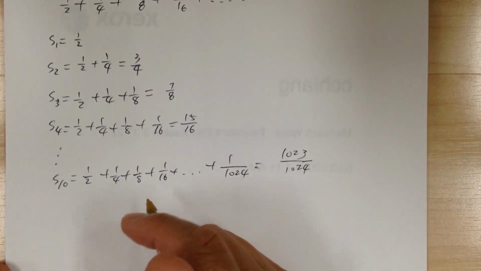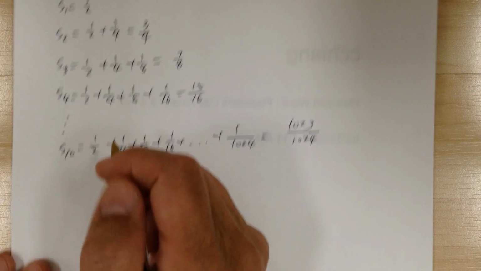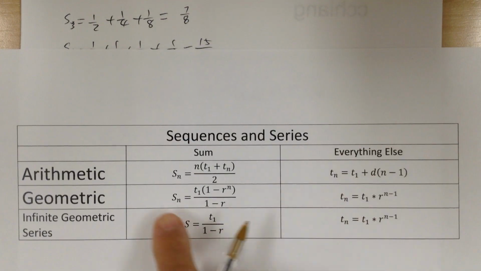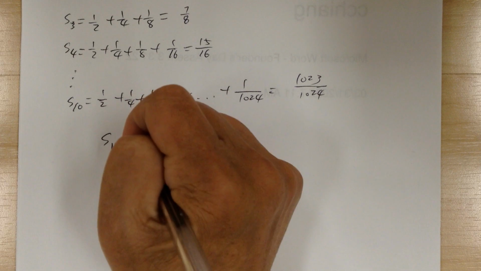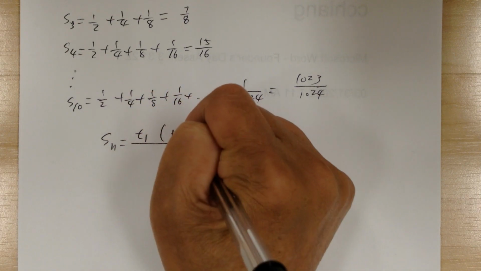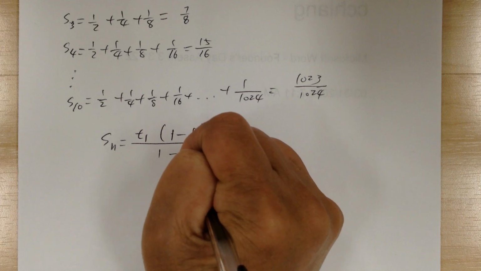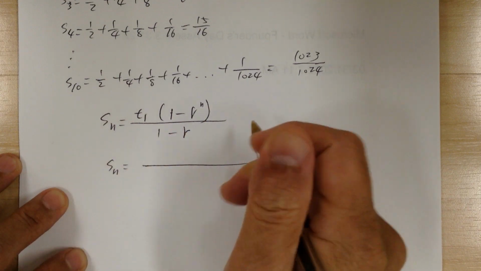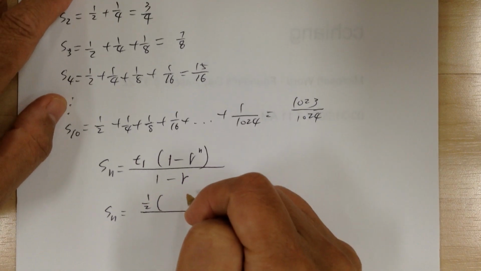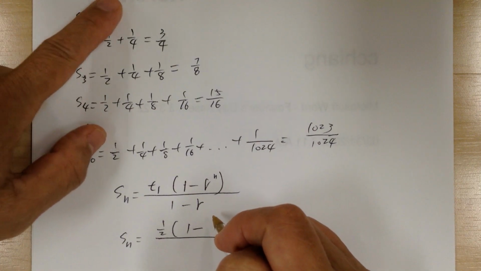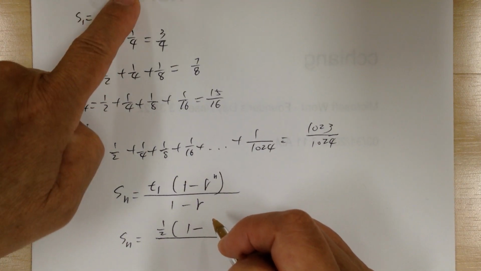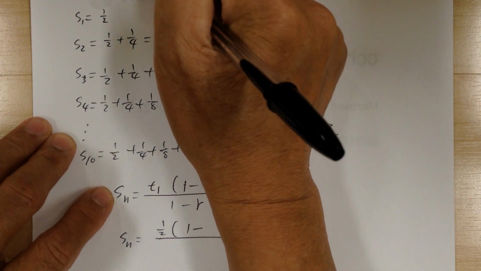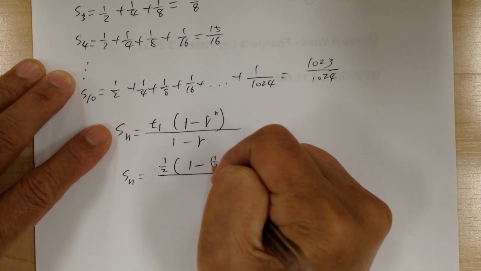If you start with the geometric sum formula, S of n equals T1 times 1 minus r to the n, over 1 minus r, let's substitute whatever we know. For this particular case, T1 is 1/2, and r is 1/2, because you multiply by 1/2 to get to the next term. So it would be 1/2 to the n.